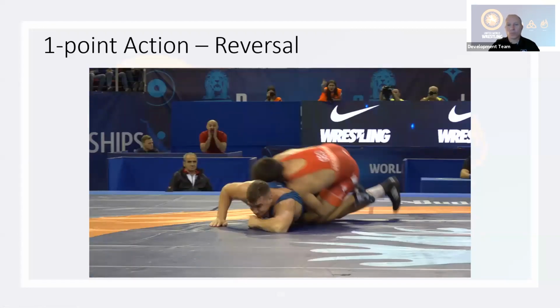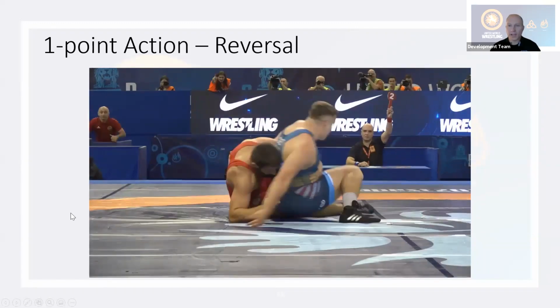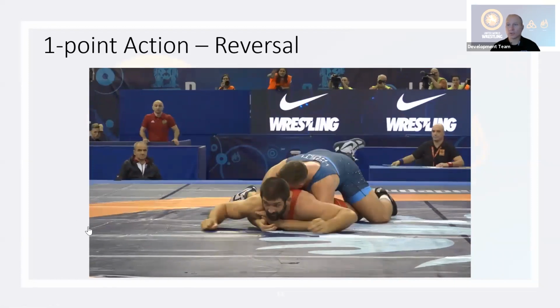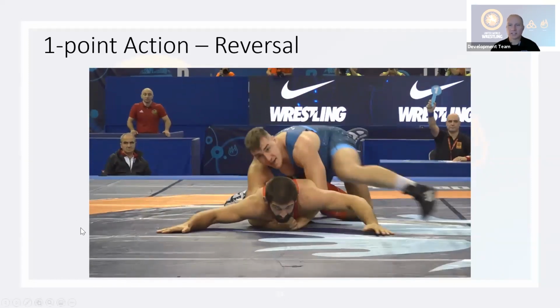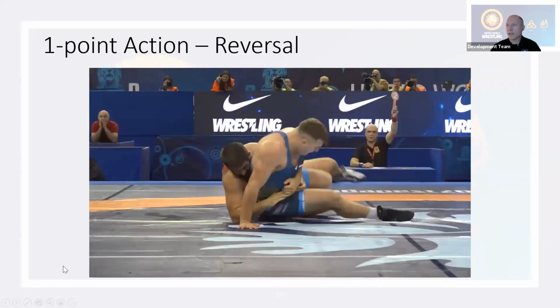The next one here is a 1 point for reversal. Now this particular video is actually going to show 2 scoring actions, one by red and then the second one by blue. And what we want to focus on here is the scoring by blue. So red gets the 2 points for the turn, which we'll come back to in a little bit when we get to our 2 point actions. But what we're looking at here is the reversal.